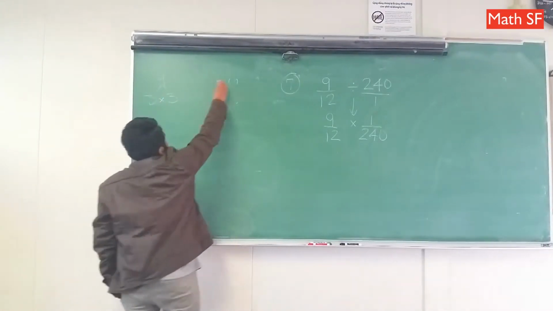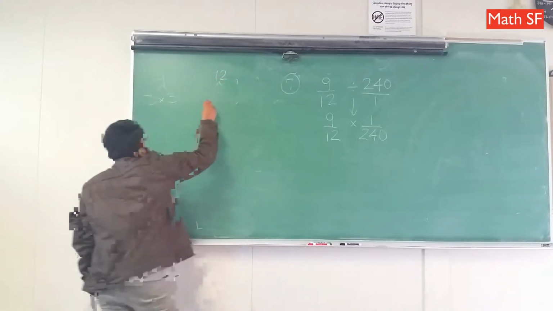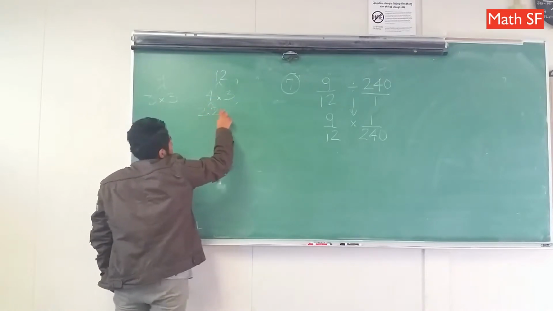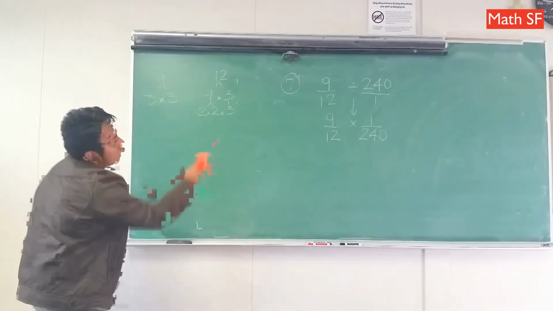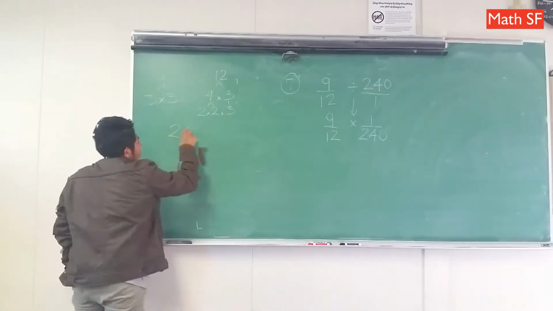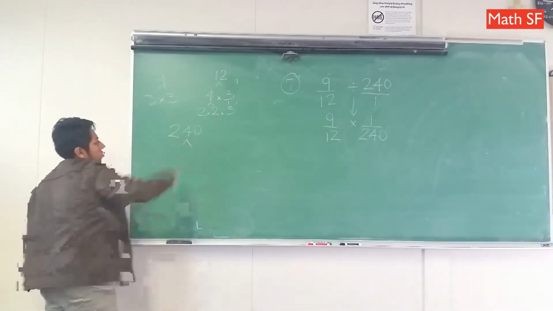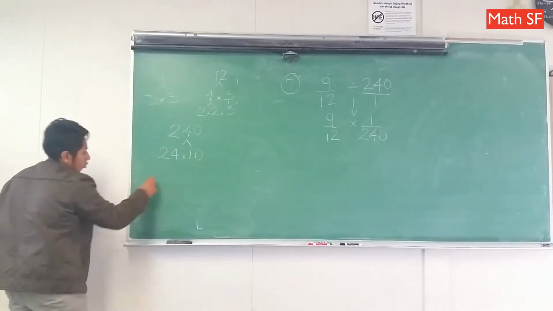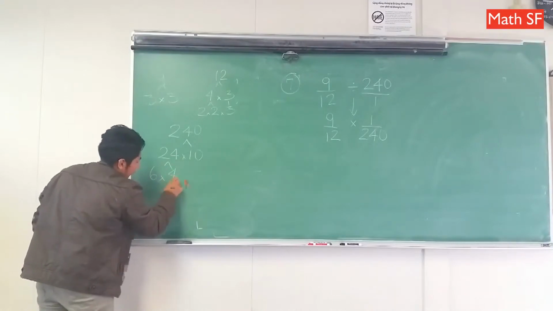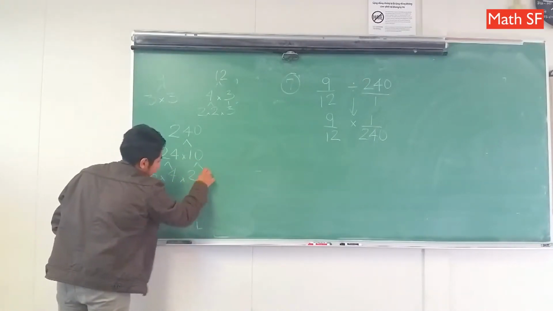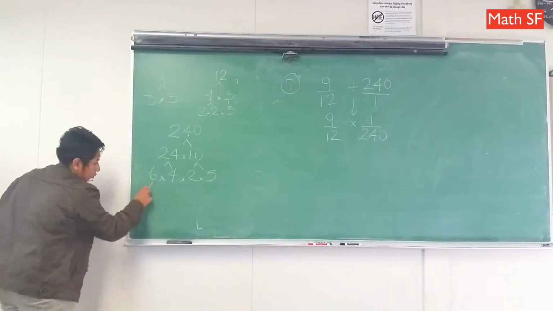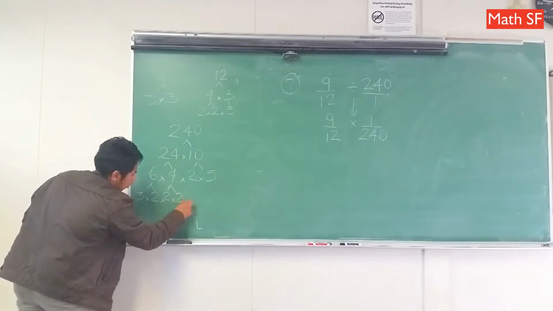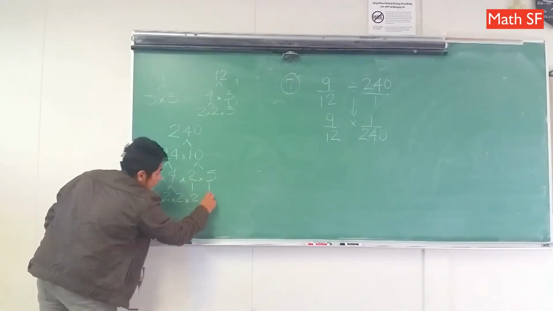I have to do the 12. That 12 we did before is a 4 times 3. And that 4 is a 2 times 2. And bring this 3 down. 240. What times what gives me 240? If it ends in 0, then this is a 24 times 10. This 24 is a 6 times 4. And this 10 here is a 2 times 5. The 6 here is a 3 times 2. The 4 here is a 2 times 2. Bring this 2 down and bring this 5 down.